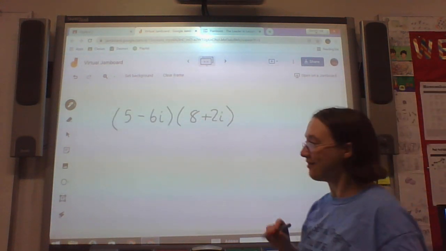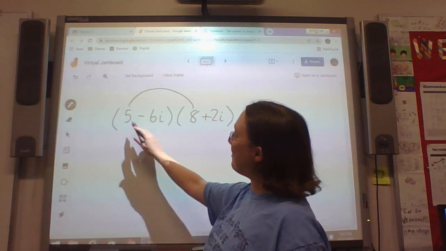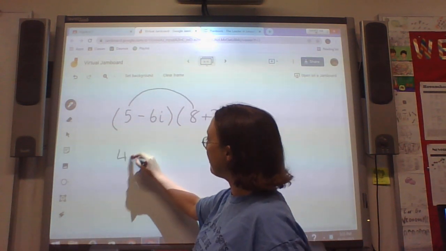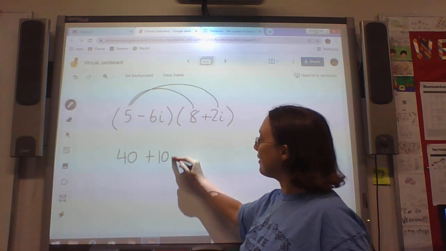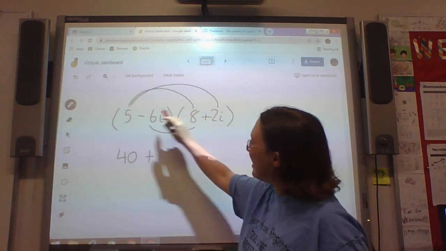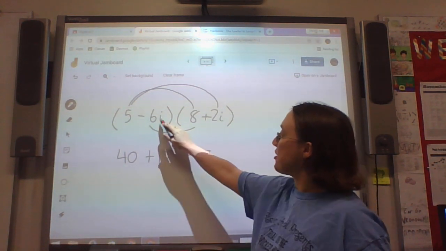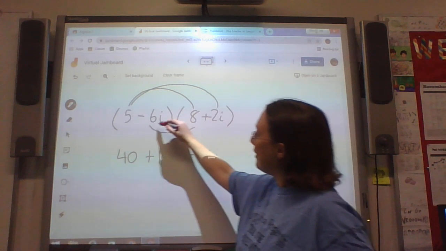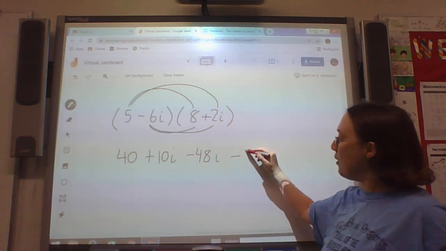Cool. Let's try another one. So same sort of thing. We're foiling this. So 5 times 8 gets you 40. 5 times 2 gets you 10. That has an i with it. Negative 6 times an 8 gets you a negative 48. That's also got an i with it. And then we have a minus 6 times 2 is 12.